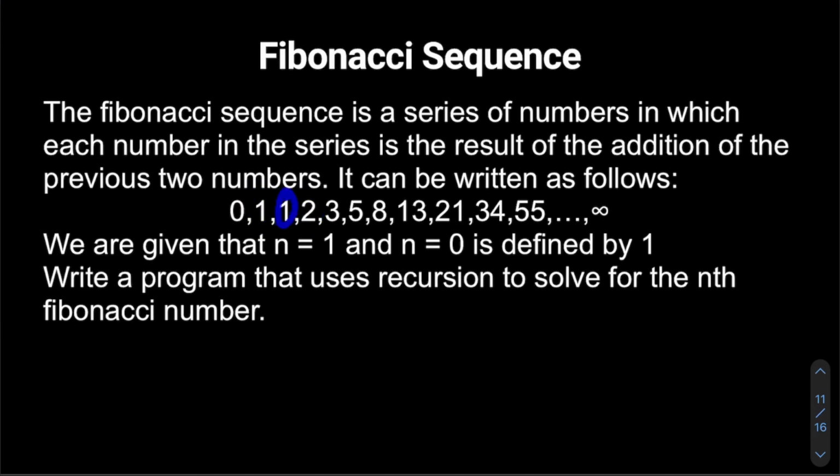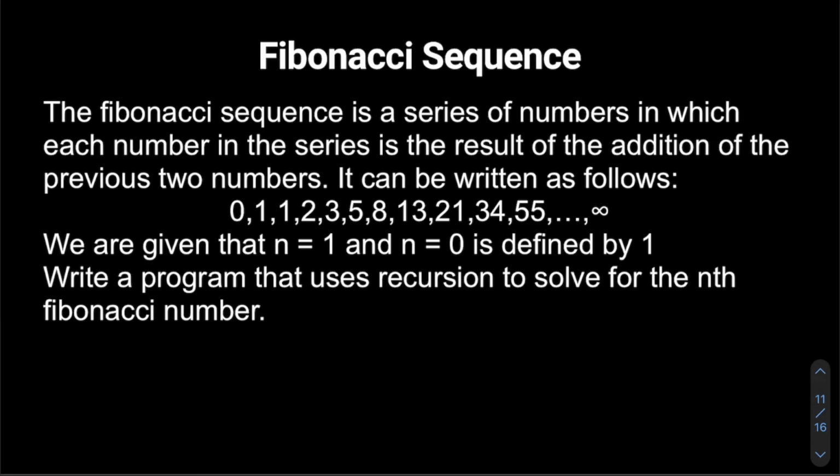If you add 1 plus 2 together, you get 3. And if you add 2 plus 3 together, you get 5. So on and so forth until you get the answer to the final solution, which could be whatever n you're looking for, the nth number in the Fibonacci sequence.